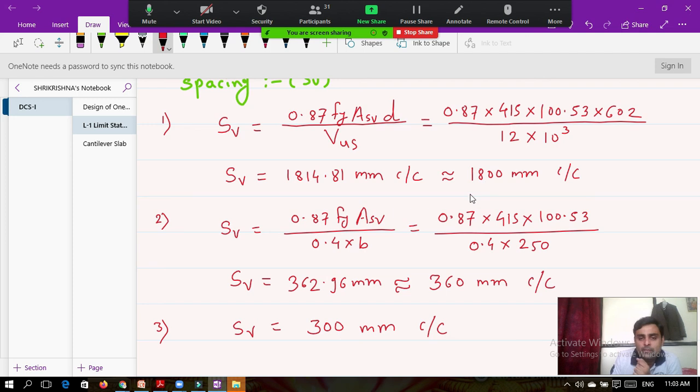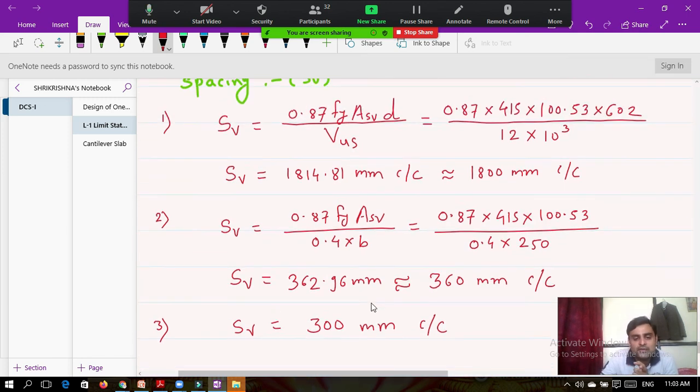So now from these three values, that is 1800, 360 and 300, what is the least value? So the least value is 300.